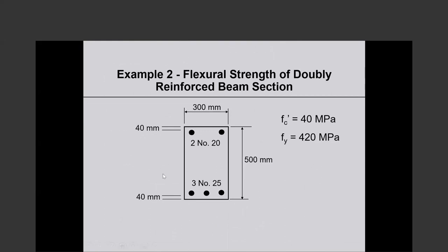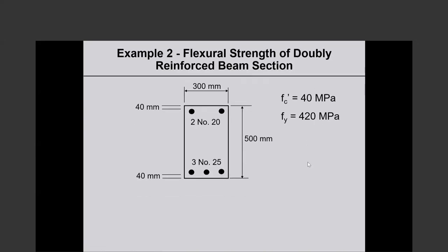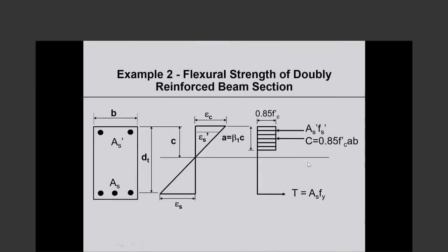So, some numbers. Same 300 by 500 section. Same 3 number 25 bars here. We have added now 2 number 20 bars as compression reinforcement. The clear cover at the top is also 1.5 inch, 40 millimeters. That is the required minimum cover for a beam. F sub C prime, F sub Y as before, no change. So the only difference between this example and the previous one, we have added the 2 number 20 bars. Okay. There is nothing here that I haven't explained.